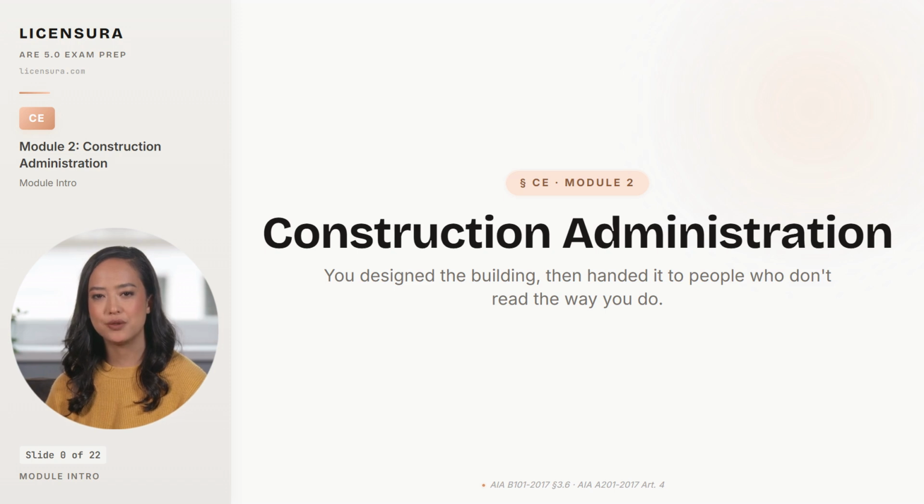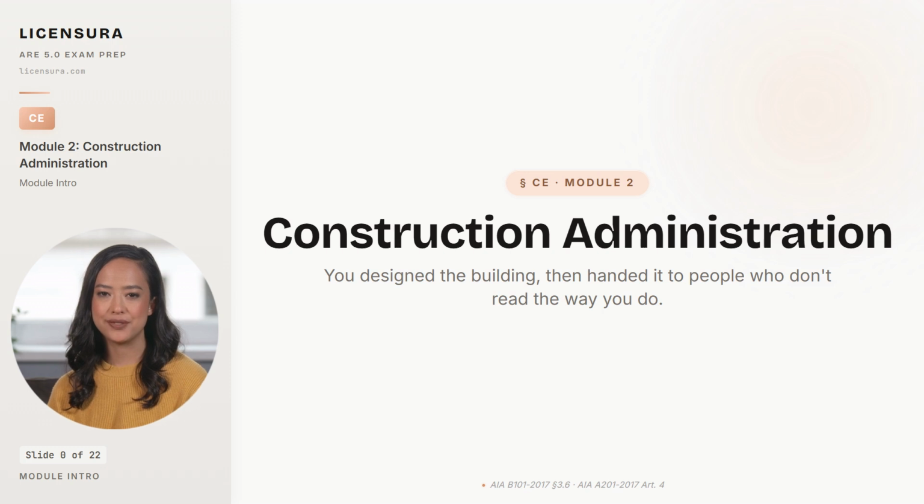Here is the uncomfortable truth about construction administration. By the time the building actually gets built, the architect is no longer the smartest person in the room about how it goes together. The superintendent has framed 300 houses. The mechanical sub has installed this rooftop unit 40 times. You drew it once.